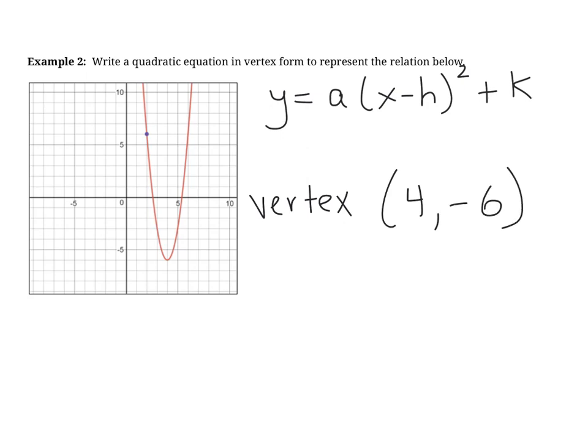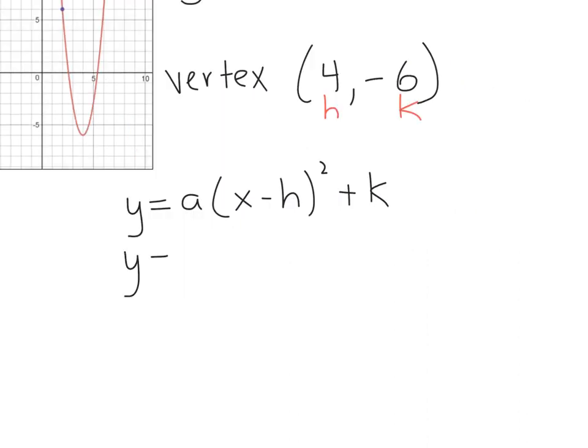Remember that the vertex corresponds to the letters h and k. So your x value of your vertex can be identified as h, and your y value of your vertex can be identified as k. So because we know the values for h and k, we can take these numbers and insert them into their correct positions in our vertex form template. So we're going to keep the y, we're going to keep the equal sign, we're going to keep the a, we open the bracket, we keep the x.